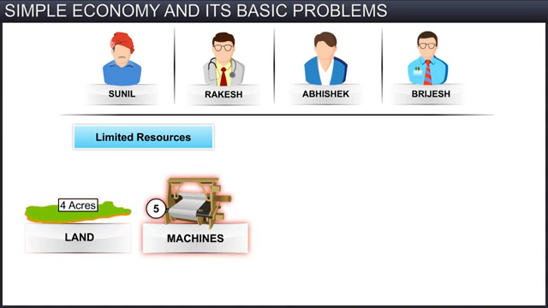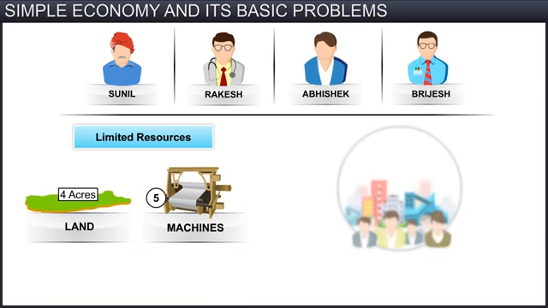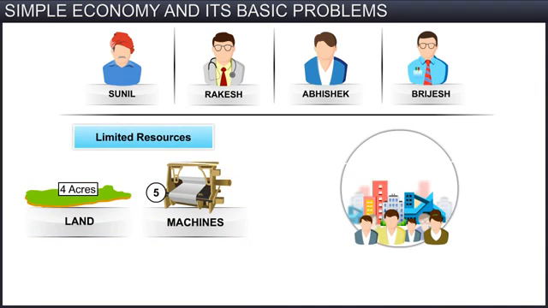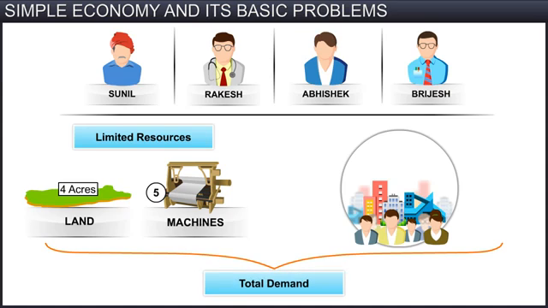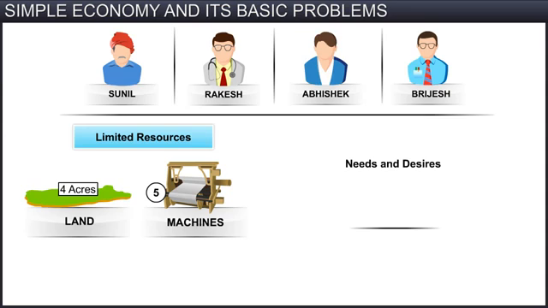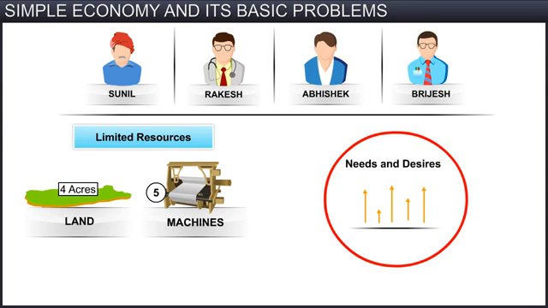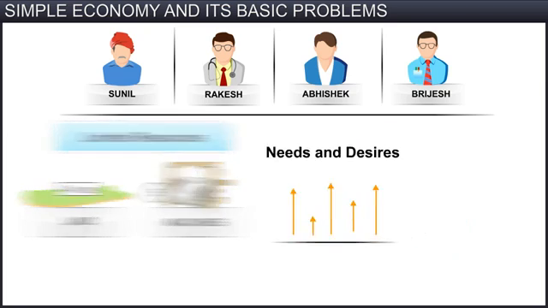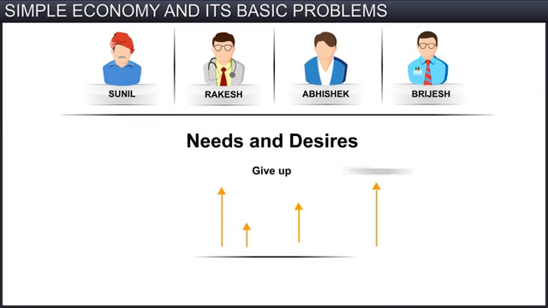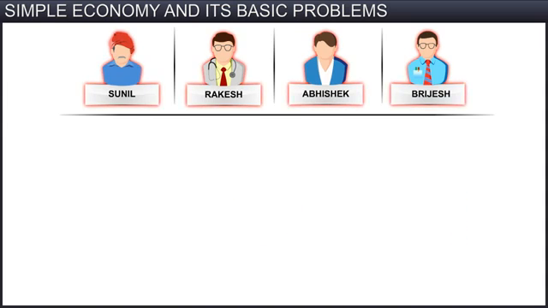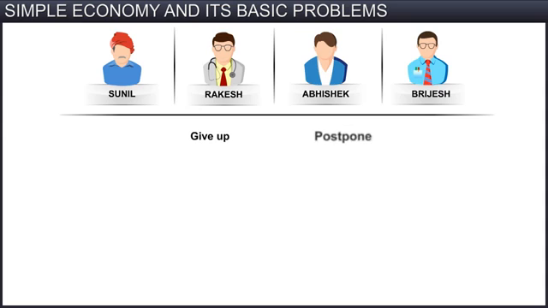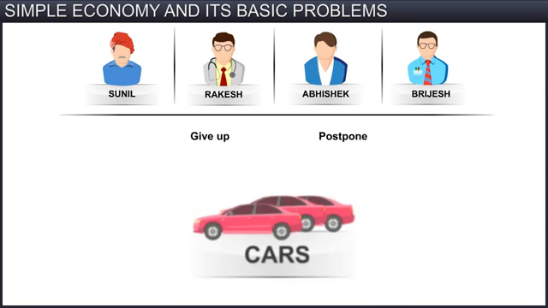Just as the resources of individuals are limited, similarly, the resources of society are also limited in comparison with the total demand of society. Here, we have observed that since our needs and desires are unlimited, it is not possible to satisfy them all with limited resources. Therefore, we have to give up or postpone some of these wants. In this case, the four friends decided to give up or postpone their idea of purchasing cars.